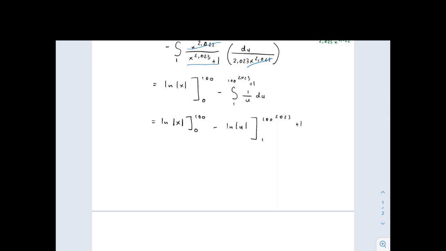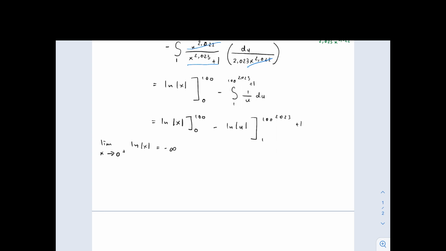Now that we're at the evaluation step, you might look at this first integral and say, well, hey, the natural log of 0 doesn't exist. But what I would remind you is that we're really considering the limit as x approaches 0 from the right of natural log of absolute value of x. And if we look at this graphically, we can see that this is approaching negative infinity.